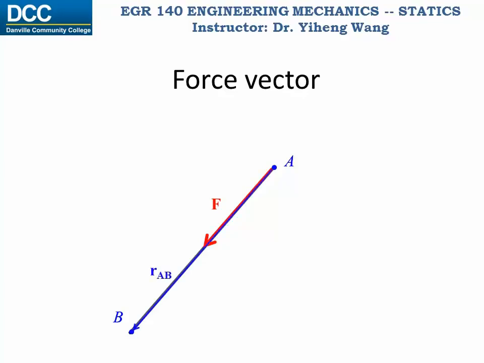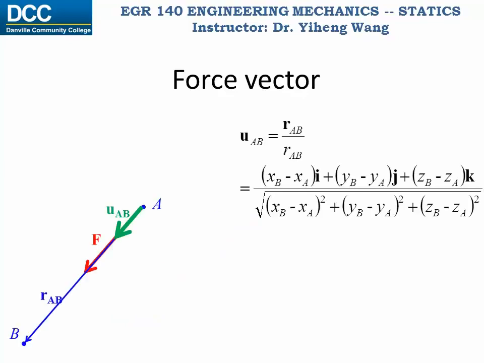Since the position vector from point A to point B has the same direction as the force, we can use the position vector RAB to find the unit vector UAB, which is given by this equation, with xa, ya, za, and xb, yb, and zb being the coordinates of point A and B respectively. Therefore, vector F equals its magnitude multiplied by the unit vector UAB.